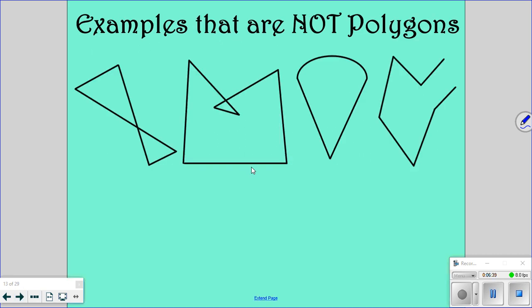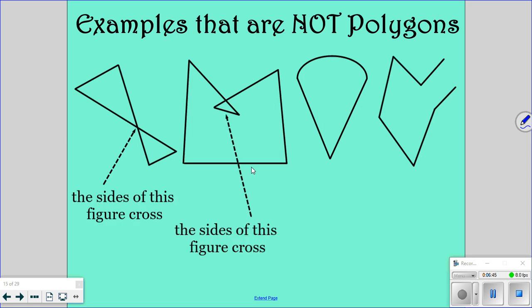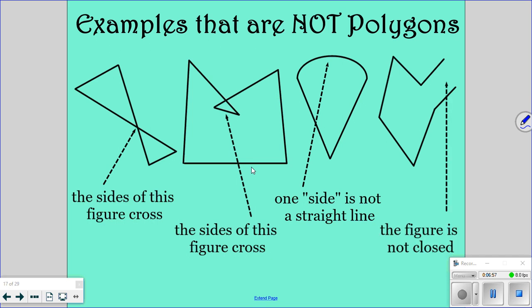So these are some examples that are not polygons. The reason the first one and the second one are not polygons is that the sides cross. If you have a polygon, your sides cannot cross. This next one has a curved side. It's not straight, so that's not a polygon. And then this last one is open. It's not closed. So all of those are examples that are not polygons.